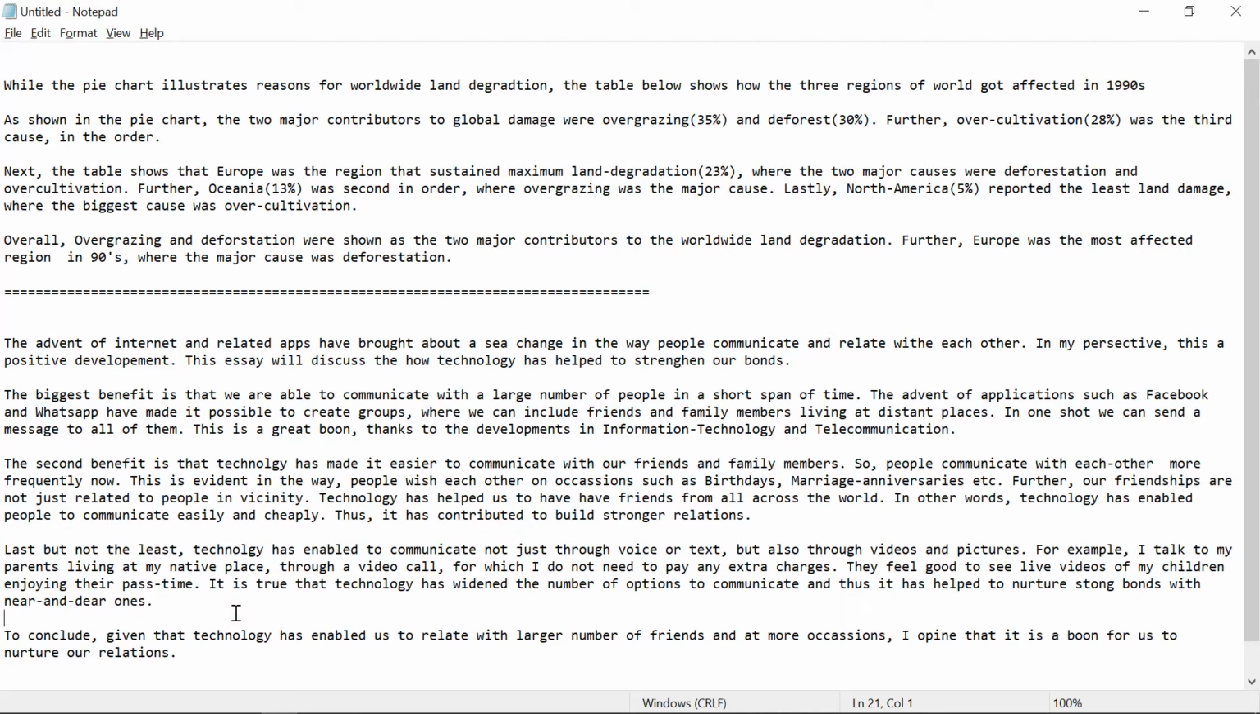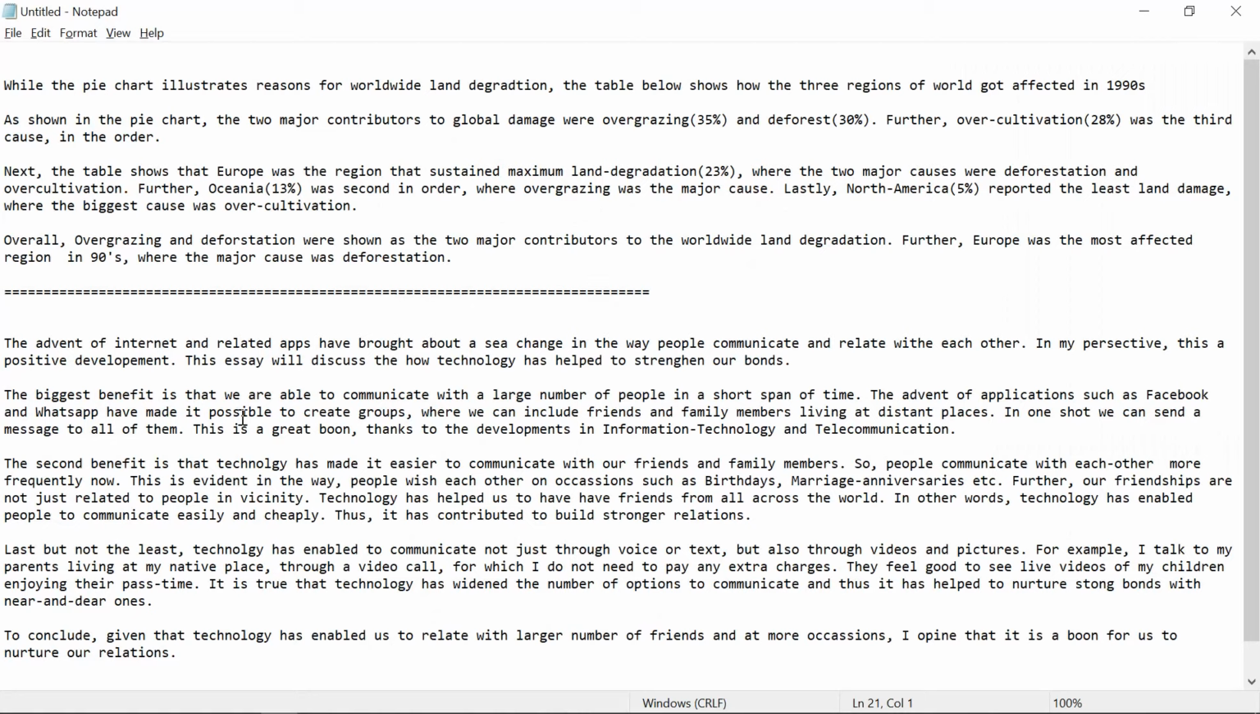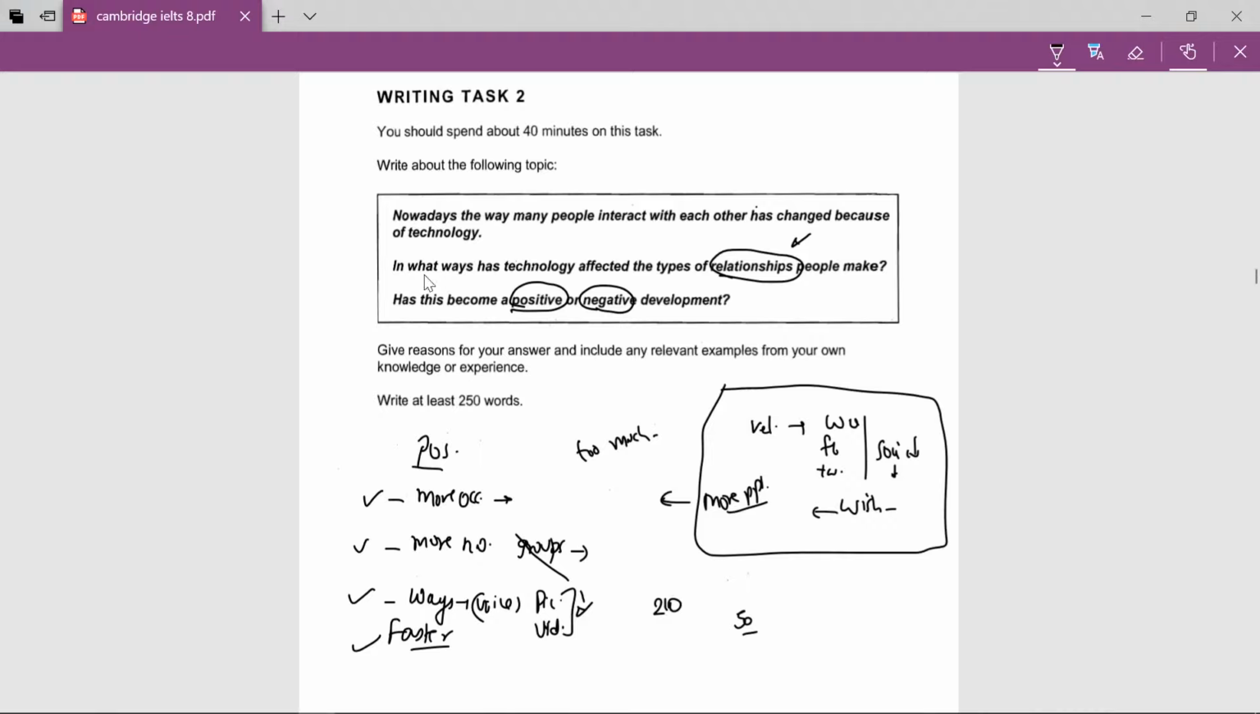Okay, I'm not absolutely happy after writing this essay, because now I'm thinking probably I could have written one paragraph on in what ways technology has affected the types of relationships and whether it has become a positive or negative development. That would have been more cohesive as far as this question is concerned. But now since I have written it, I would rather finish it here. If I get a second chance to write this, I would rather analyze it a little further, and I would write one paragraph on this question: in what ways has technology affected the types of relationships people make? So that would be my first paragraph. It says types of relationships, and I would analyze that part. And then, has it become a positive or negative development? I'll write it later. So that would become a little easier for the reader to understand that I have really answered both of the questions.